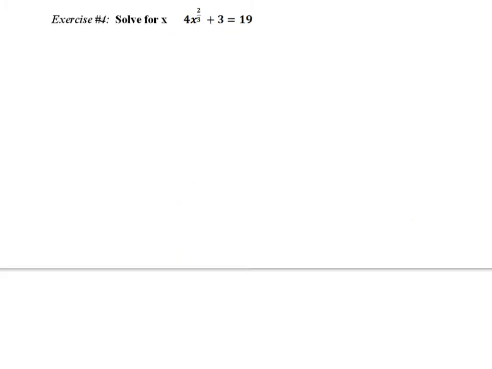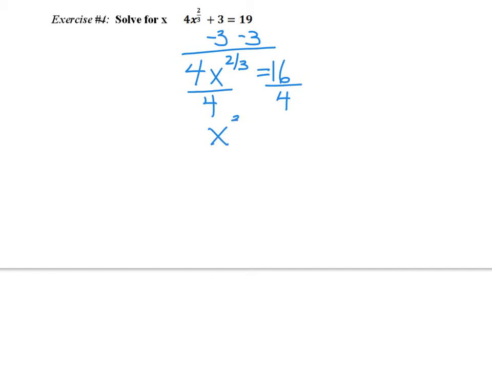Let's try exercise number 4 together. I want to get the variable by itself, so I'm going to first of all subtract 3 from both sides of the equation. So that's giving me 4x to the 2/3 is equal to 16. This is a two-step process to isolate the x, so now I need to divide both sides by 4. So I now have x to the 2/3 is equal to 16 divided by 4, which is 4. Now let's go ahead and raise both sides to the reciprocal exponent. So I'm going to raise both sides to the 3/2.